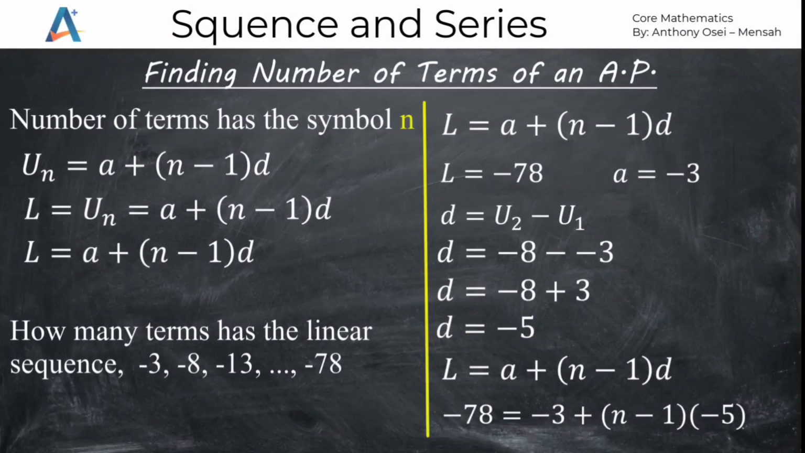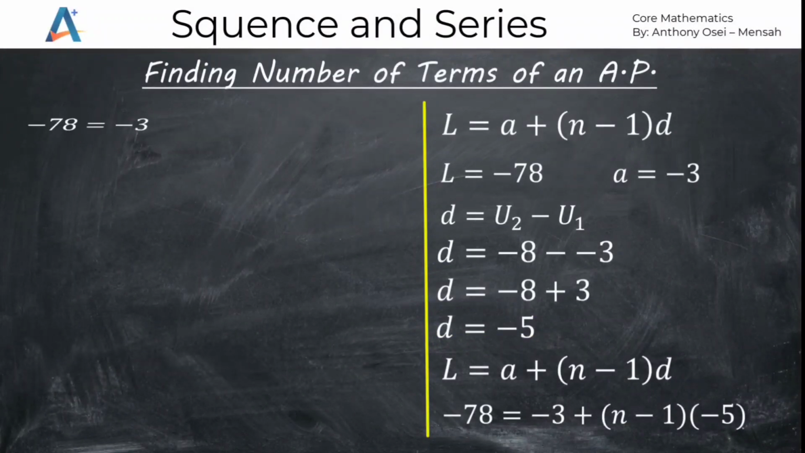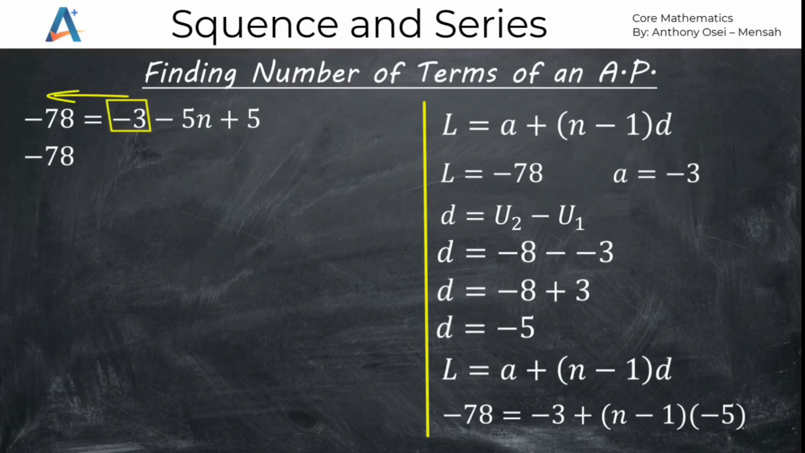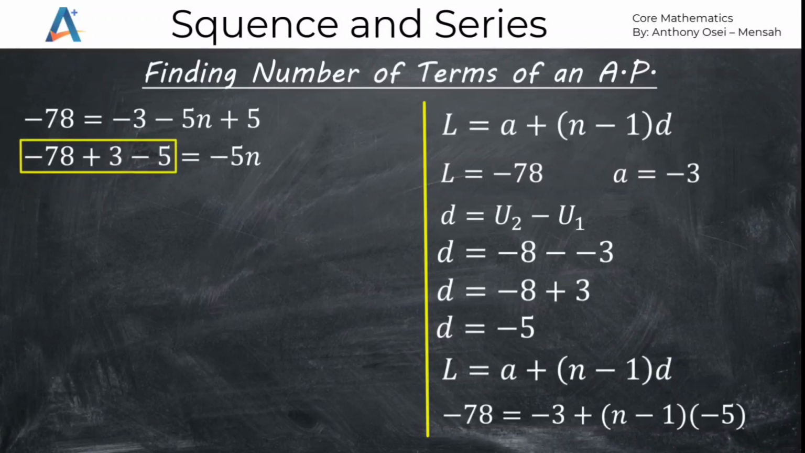Let us just expand to remove the brackets first of all. So -78 is equal to -3, and then -5 times n will be -5n. -5 times -1 will be +5. Then we do the grouping of like terms. Now -78, -3 will cross to the other side to be +3. Then +5 also cross to be -5 is equal to -5n. Now let us simplify this side. That is the left hand side. -78 plus 3 minus 5 will give us -80 is equal to -5n.